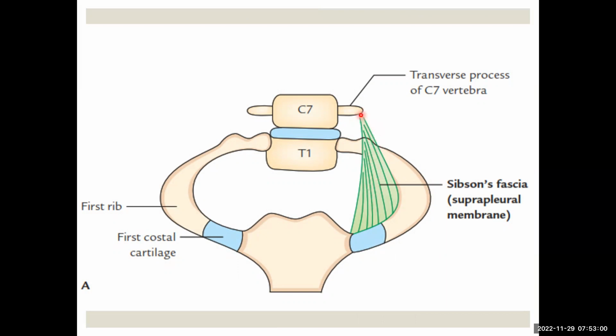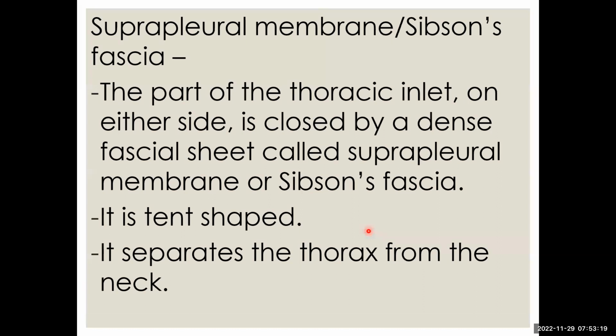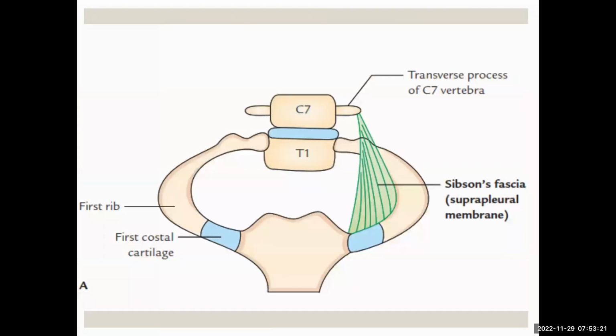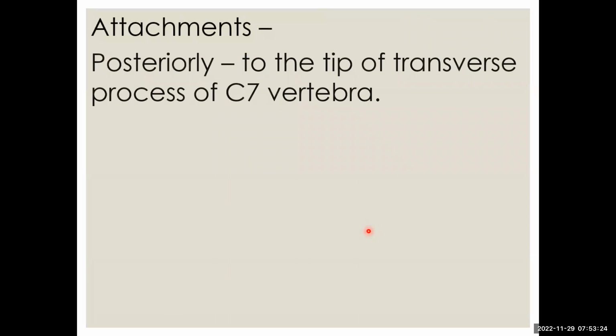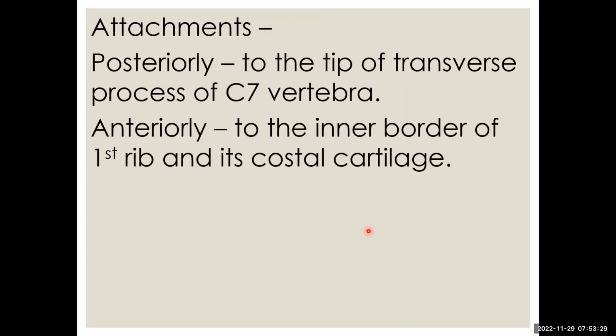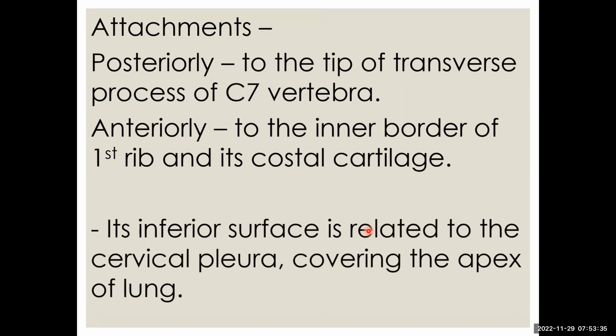Its attachments: the posterior end is attached to the transverse process of seventh cervical vertebra, and the anterior end, which is broad, is attached to the inner surface or inner border of the first rib and its costal cartilage. Attachments: posteriorly to the tip of transverse process of C7 vertebra, anteriorly to the inner border of first rib and its costal cartilage. Its inferior surface is related to the cervical pleura, covering the apex of lung.